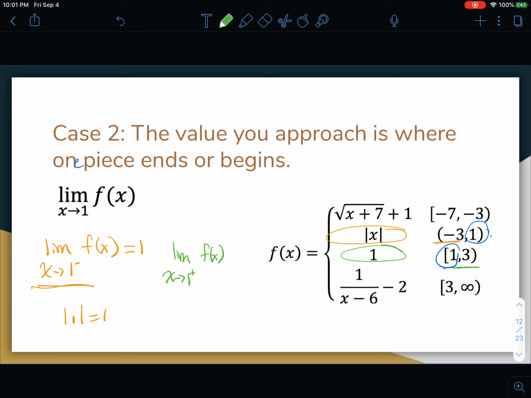If I put in 3, 2, 1.5, 1.1, 1.0001, those are all just to the right of 1, which is how we can use this function as my right-sided limit. Now this is just a constant, so no matter what I plug in, it's going to output a 1.